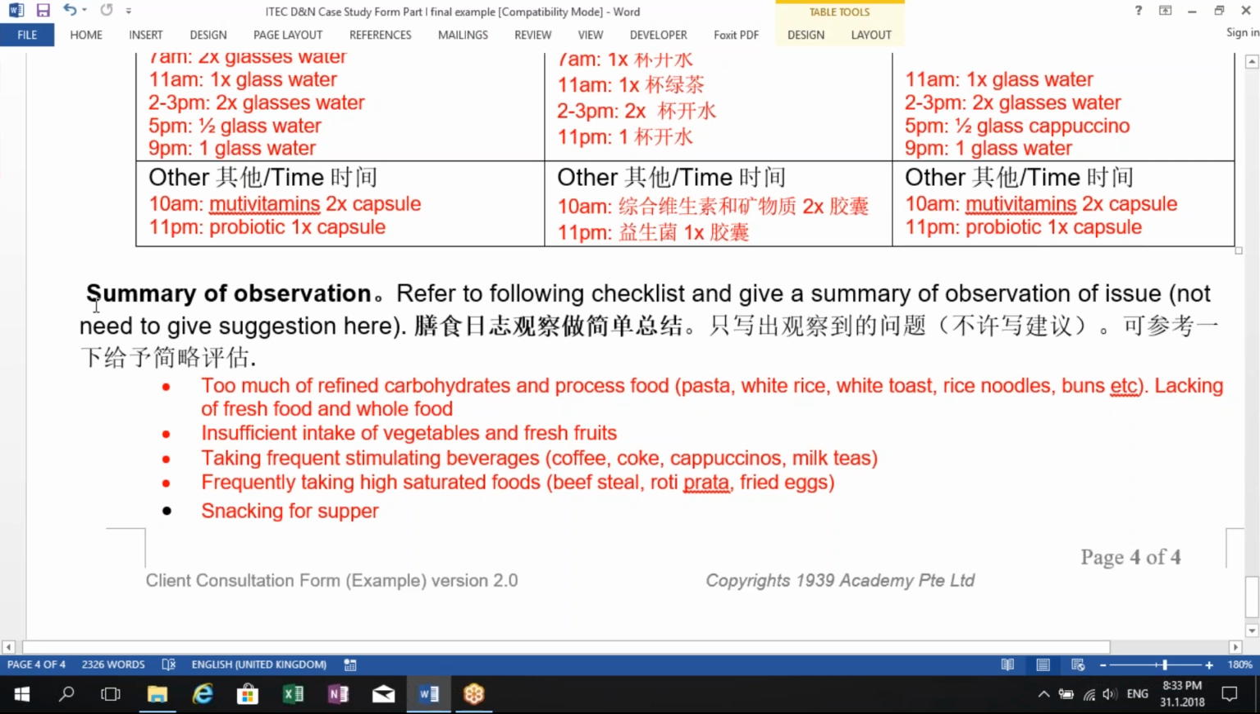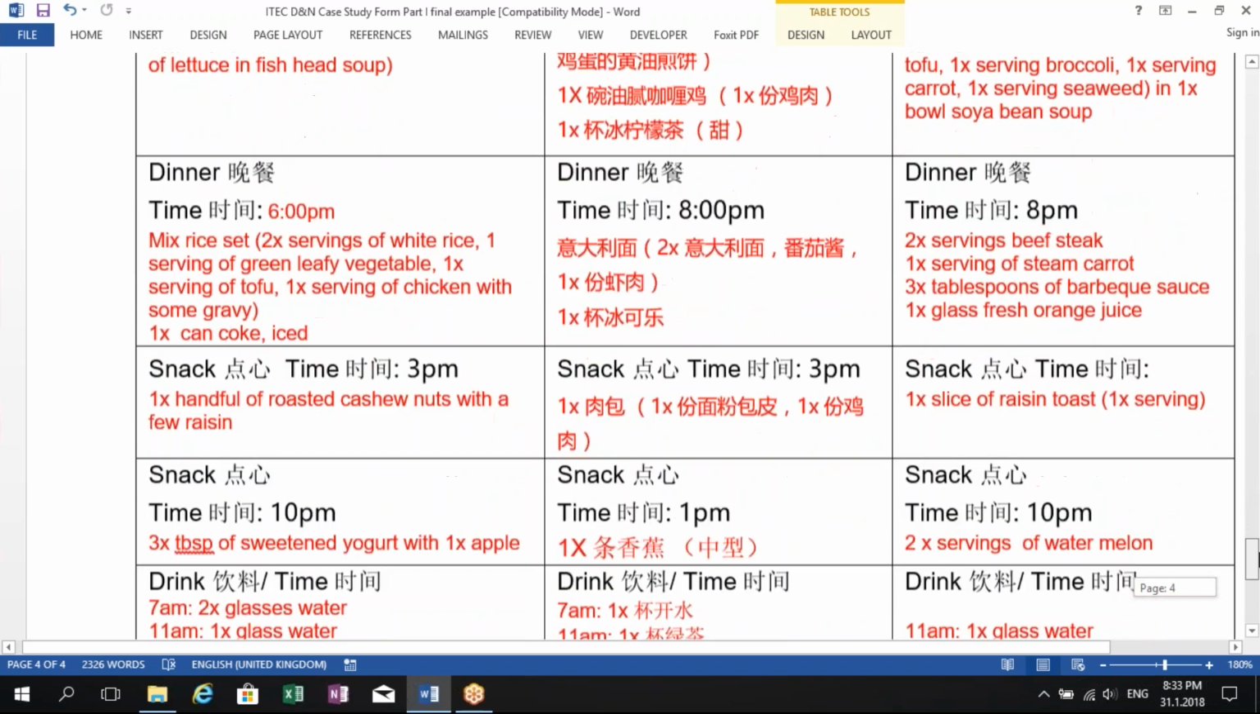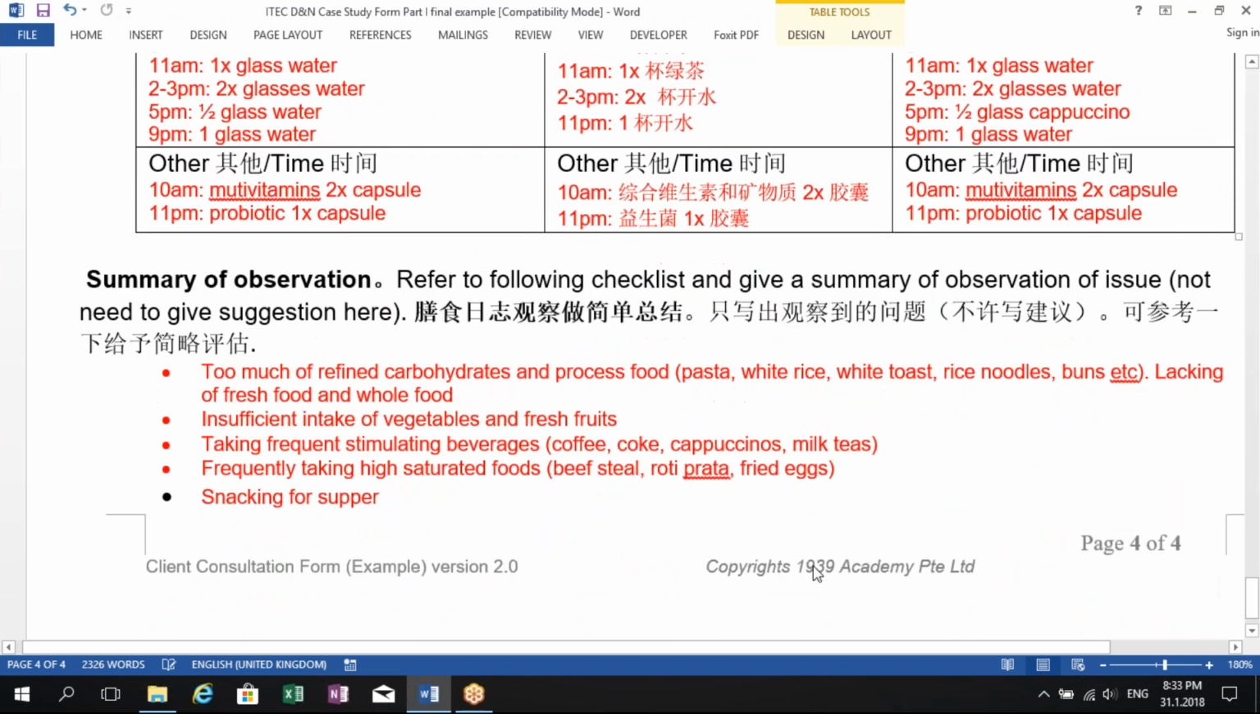Okay. So after you check, you see what they have been eating for the 3 days, 2 weekdays, 1 weekend, then you must give a summary. This one is a practice for a person to write down the problem. So here, summary of observation means what are the problems you see. A problem only, don't want to say good thing. Only the bad ones are written, the good ones no need to write, okay? And in very short and sweet.